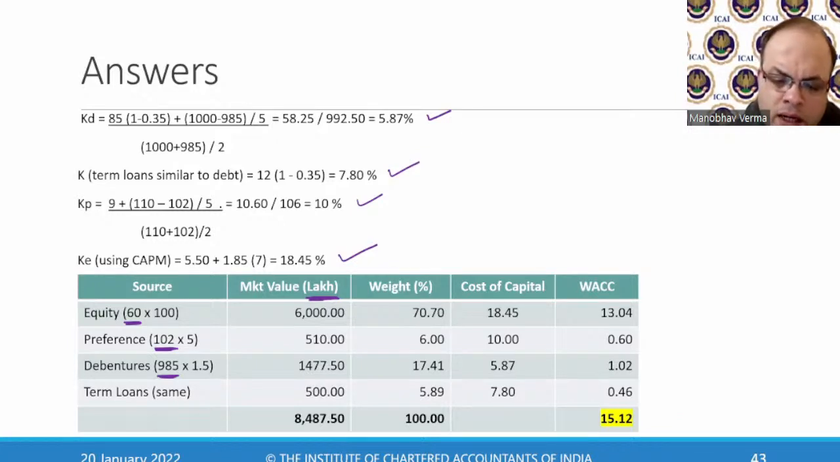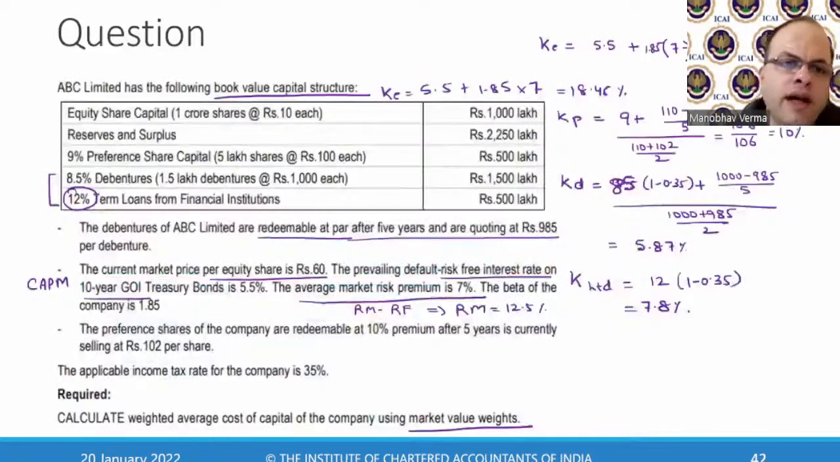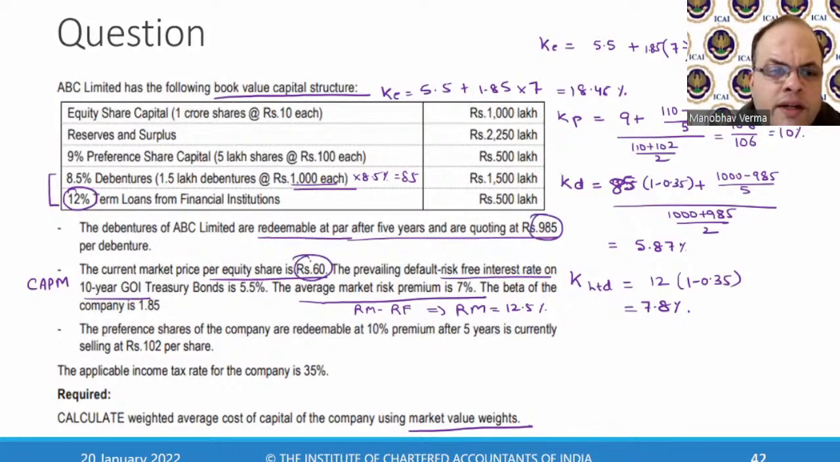Okay. Someone asked from where we get rupees 85 for debentures. 8.5% debenture into 1,000 each. So 1,000 into 8.5% is 85. Prema, I hope that is clear. Market value, Charu, market values are given na. For debentures you have 985. For equity shares you have 60. For preference shares you have 102. It is given to us.